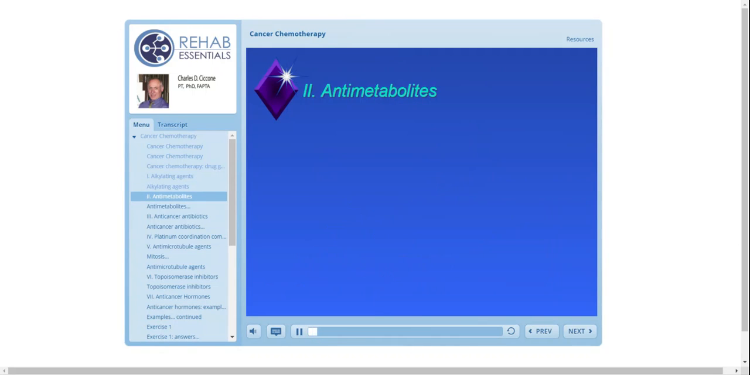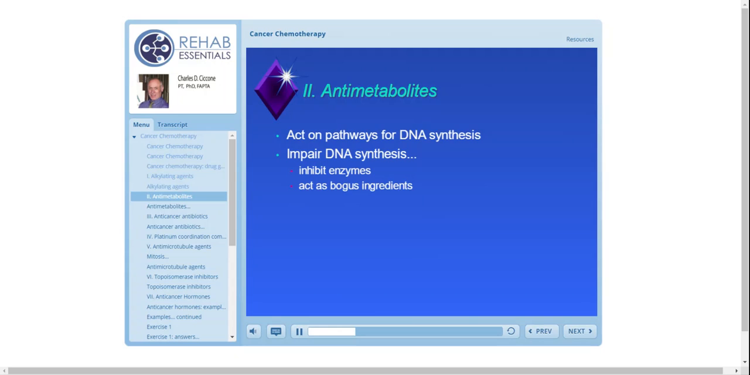So our second major strategy are the antimetabolites. These drugs act on the pathways of DNA synthesis. Cells, of course, have to synthesize DNA, and they impair the synthesis by either inhibiting the enzymes that form the DNA, or they act as what I call a bogus ingredient. For instance, the drug substitutes itself for the normal DNA ingredient. I make the analogy that it's like baking a cake, and the recipe calls for a cup of sugar. You can substitute a cup of salt, and they look fairly similar, but the cake is not going to be effective. It's not going to work correctly.